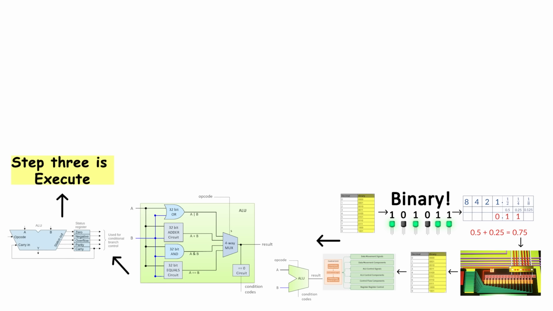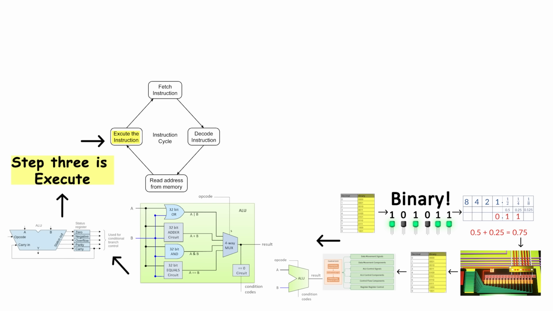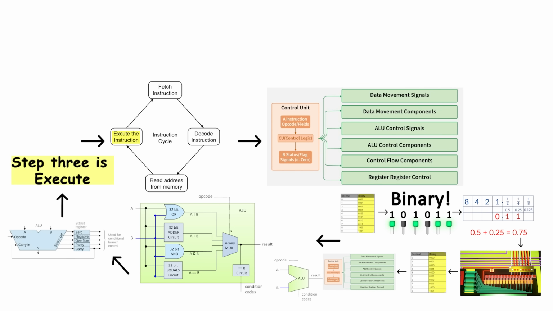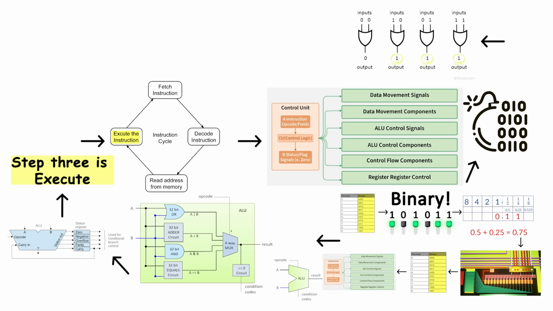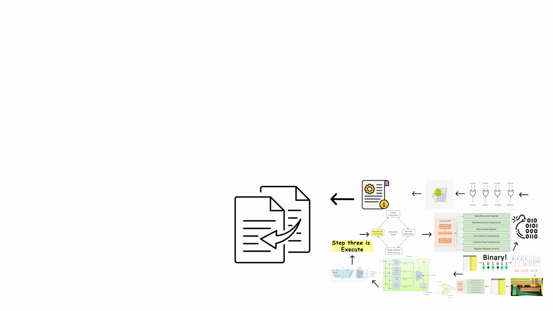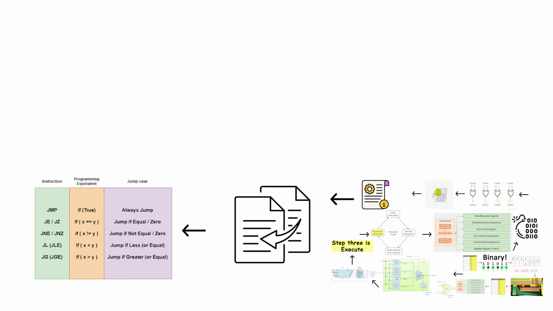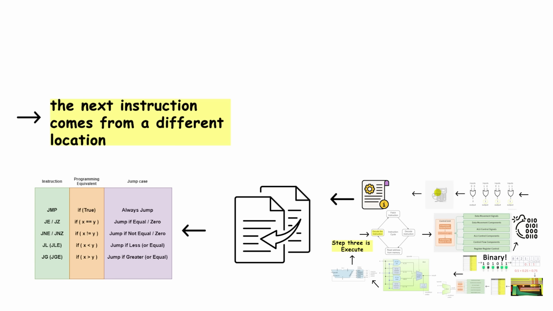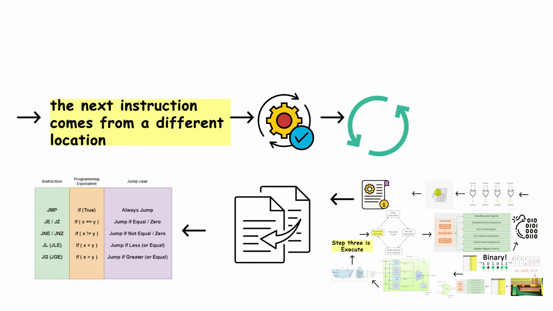Step 3 is execute. This is where the instruction actually happens. The control signals activate the right components. If it's a math instruction, the values get sent to the ALU and the calculation completes. If it's a load instruction, data gets copied from memory into a register. If it's a jump instruction, the program counter gets changed to a new value, so the next instruction comes from a different location. Once execute finishes, the cycle immediately repeats.